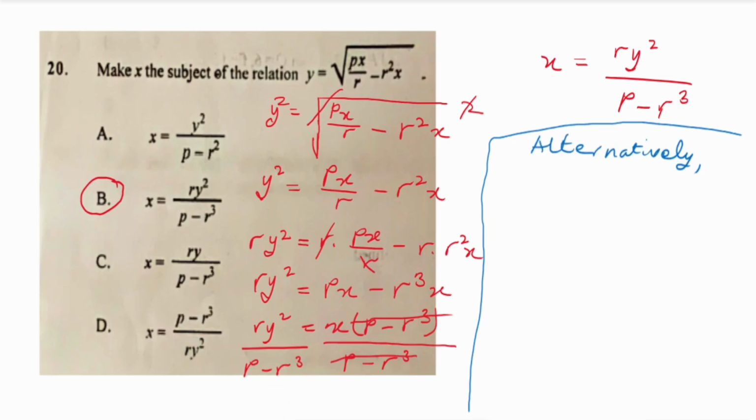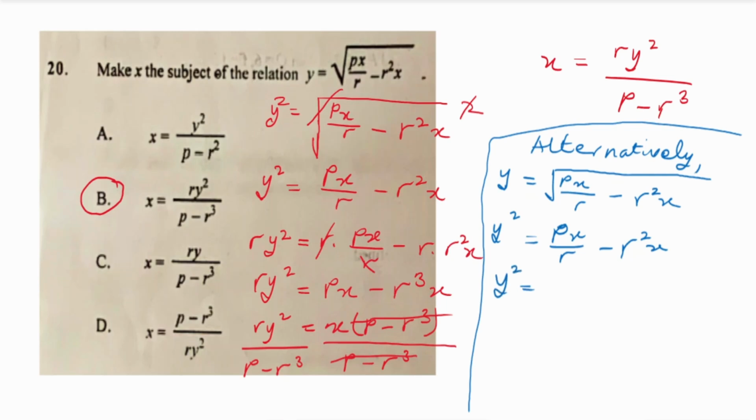Alternatively, someone can decide to solve it this way. Let me rewrite the question. Then squaring both sides, the person is going to have y squared equals px over r minus r squared x. Then instead of getting rid of the fraction, the person decides to factor x out. So you're going to get y squared equals x out. And then we'll be left with p over r minus r squared. Then dividing through both sides by p over r minus r squared, you're going to have x equals y squared over p over r minus r squared.